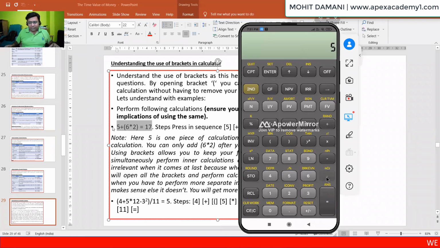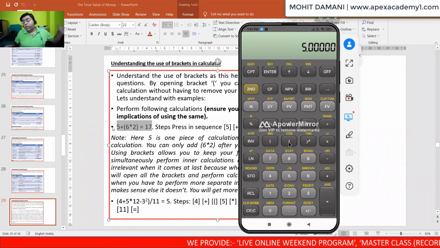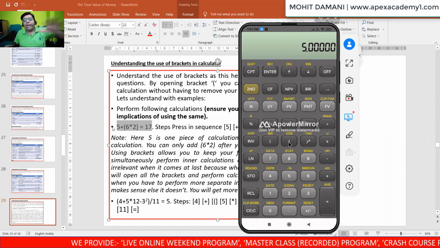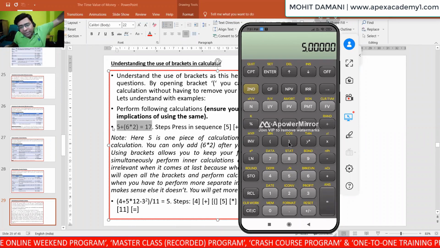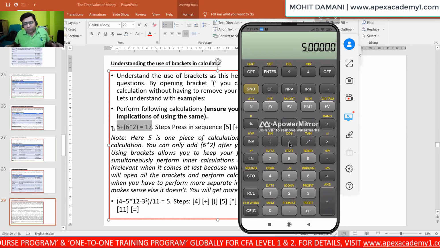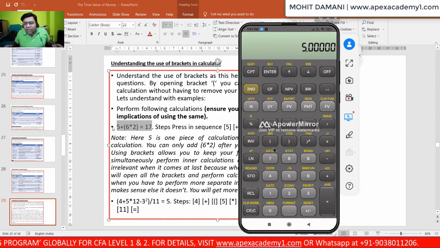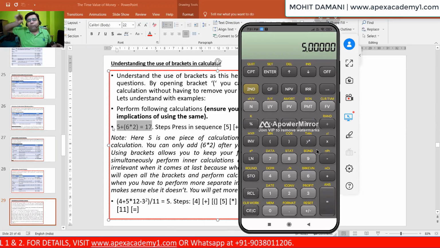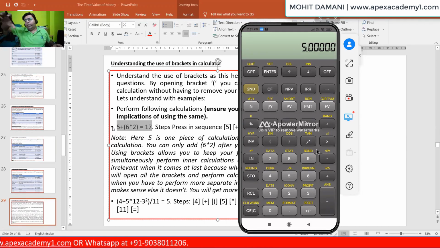5 plus bracket open. If you open a bracket, now this 5 is kept aside. Till the time you click on the close bracket, the calculator will not take this 5 into account, but it will keep it aside. And when you click on the button bracket close, whatever internal calculation you have performed within the bracket stays. Only the outcome is taken, plus this external 5 is taken and is added.